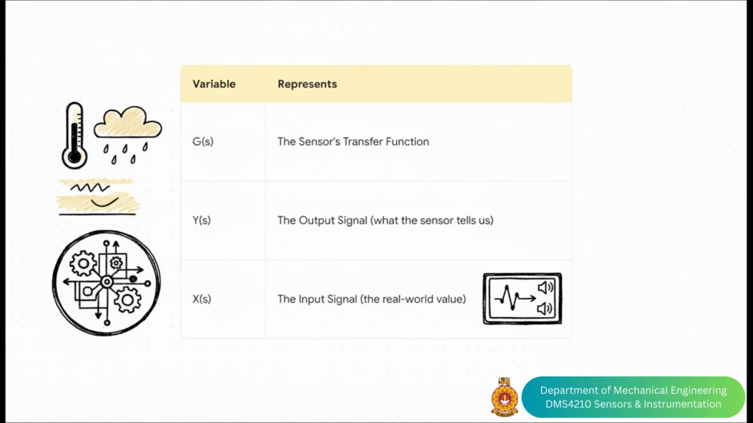So let's break it down real quick. X of S, that's your input. That's the real-world thing we're trying to measure, like the actual true temperature of a steak. Y of S is the output. That's what the sensor tells us the temperature is. And G of S, the transfer function itself, that's like the sensor's unique personality, its mathematical signature that connects the real world to the final reading.